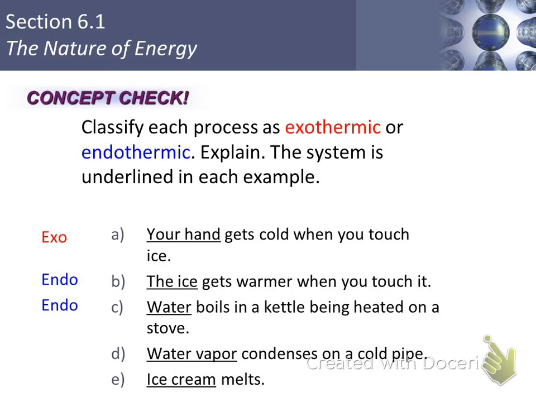Now, that water vapor has floated into the system and is being condensed on a pipe. What happens? Endo or exothermic? The water itself. Exothermic. It's cooling down. And then ice cream melts. Endothermic or exothermic? Endo, right? It's heating up. Heat is flowing into the system. Very good. Okay, questions on endothermic, exothermic?